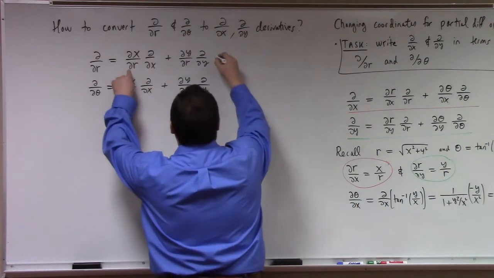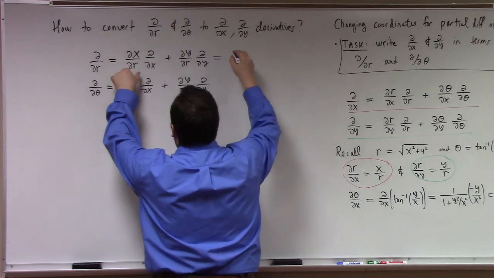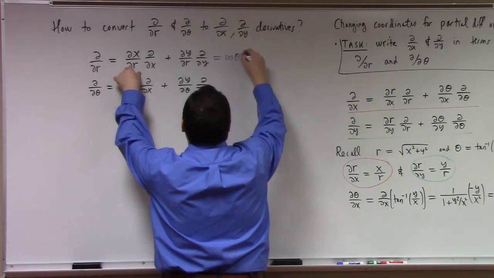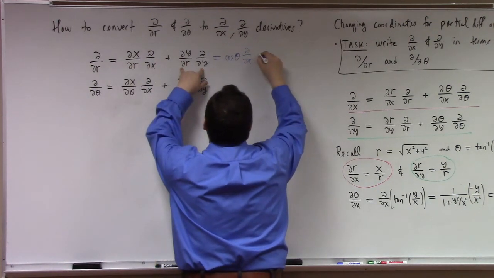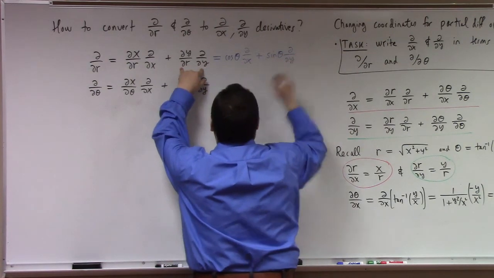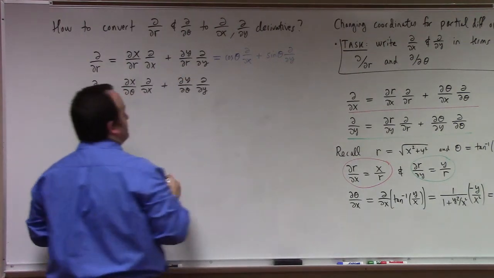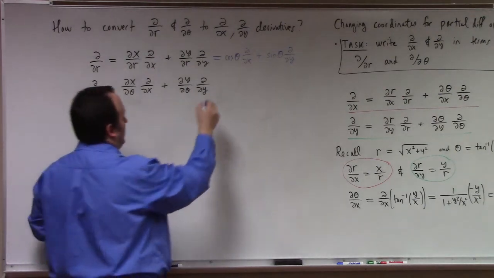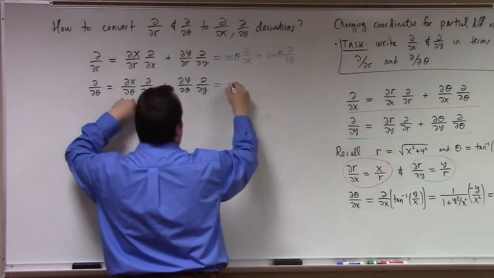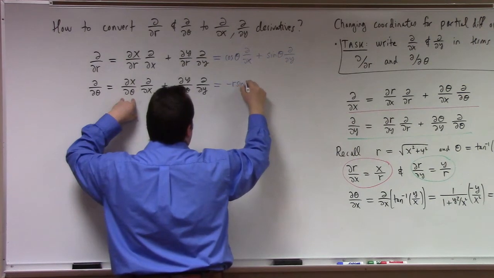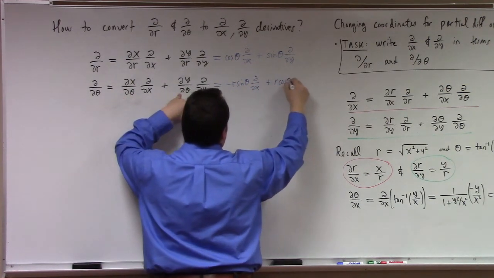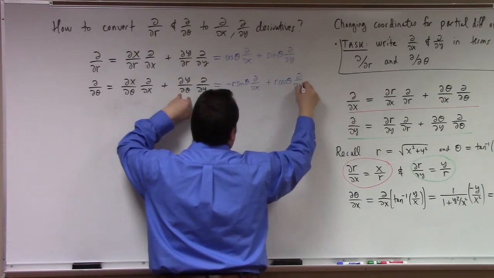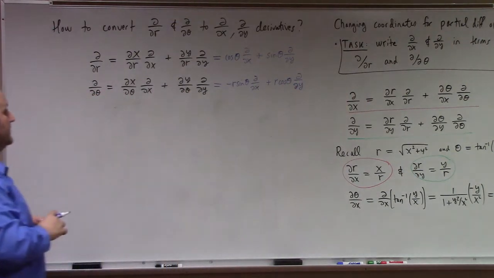So what's partial x, partial r? I heard a cosine theta, right? Cosine theta, partial x. And what's partial y, partial r? Sine theta, partial y, right? And how about these? You got yourself a minus r sine theta, partial x, plus r cosine theta, partial y. Just differentiating those expressions over there.